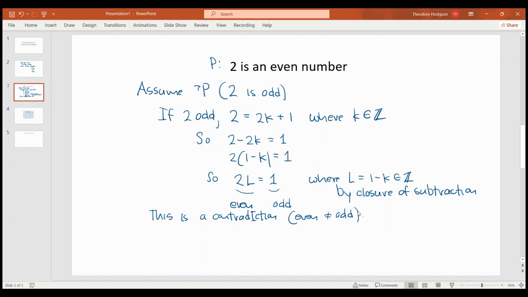So, what do we say? We found a contradiction. Our assumption that the negation of P is true, that 2 is odd, has led to a contradiction. That says that the negation of P cannot be true. So if the negation of P cannot be true, the negation of P is false, which says that P is true. Once we found a contradiction of this assumption, we know the assumption cannot be true, so the original statement P must be true, so 2 must be an even number. And that is our proof.